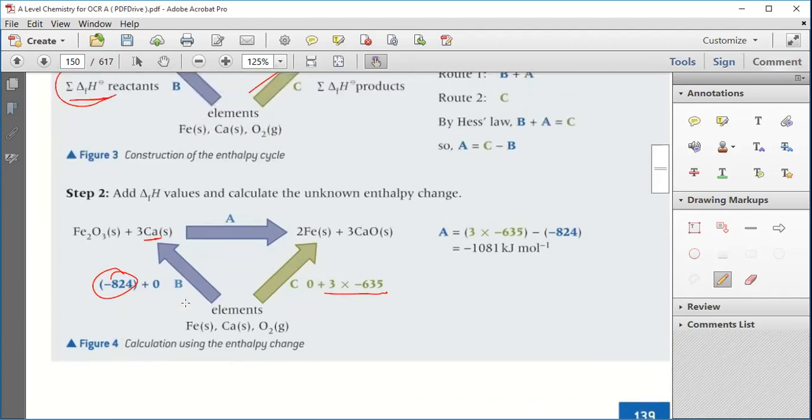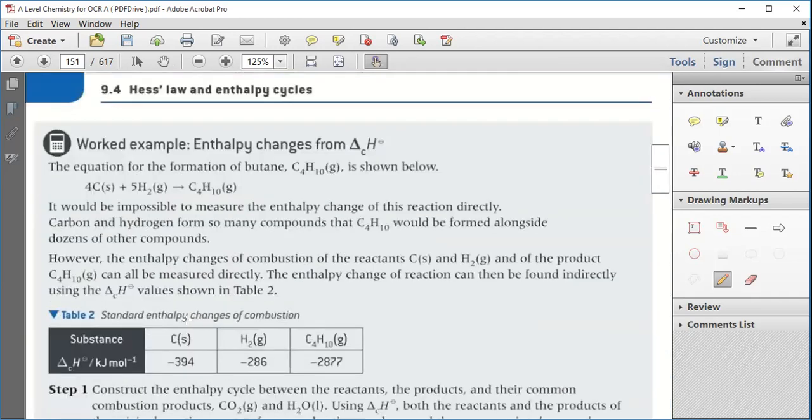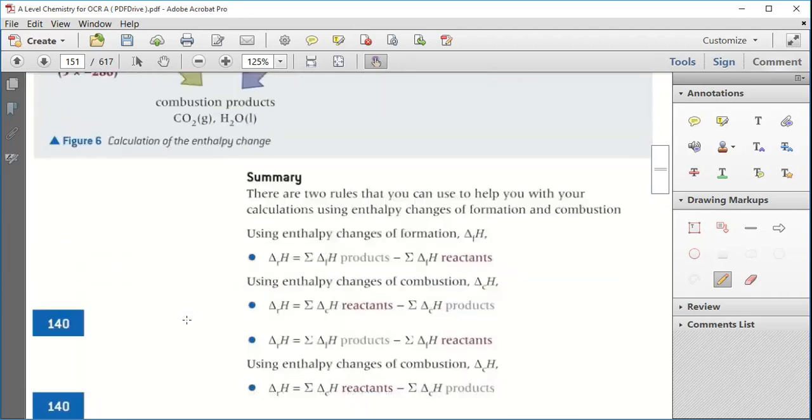You need to find out A. A minus A will be equal to C minus B. Okay, so clear? Yeah. Okay, then try to do this numerical. It's also the same, a similar pattern is there.